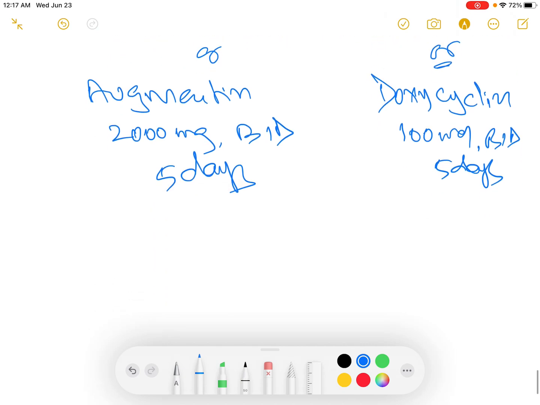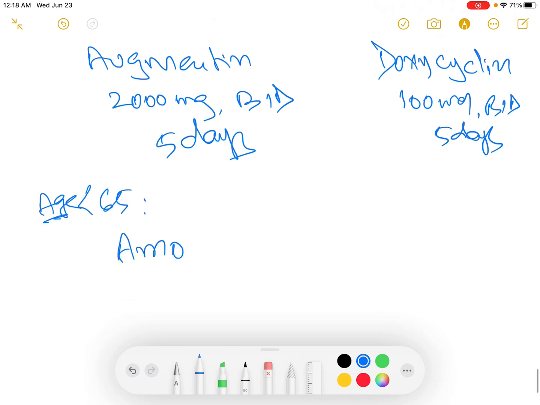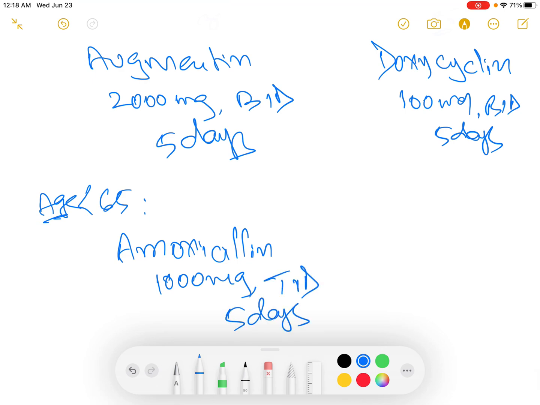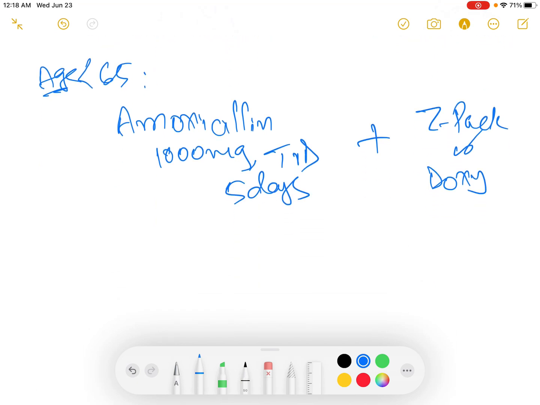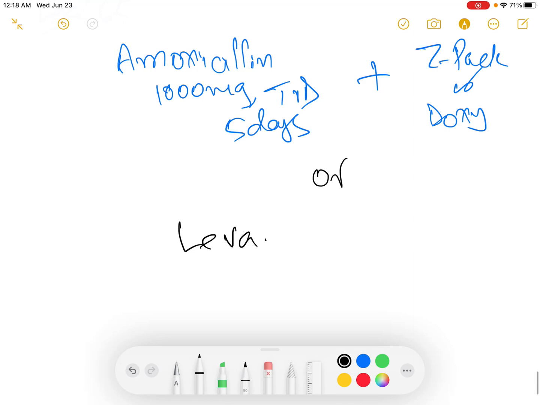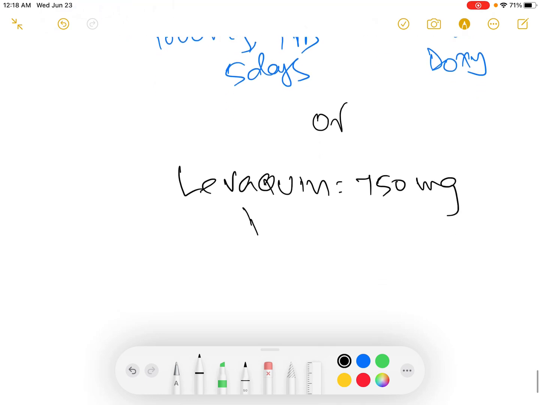It works really well. If you have a younger patient of less than 65 years of age, and the patient has no comorbidities and is healthy, in this case you can use just amoxicillin, 1000 milligram TID, 3 times a day for 5 days, plus either Z-pack or doxy. That's the other option. If for some reason the patient cannot tolerate these, then you do have an option for monotherapy, and that is Levaquin, 750 milligram once a day for 5 days.